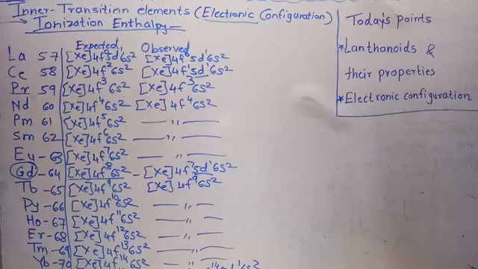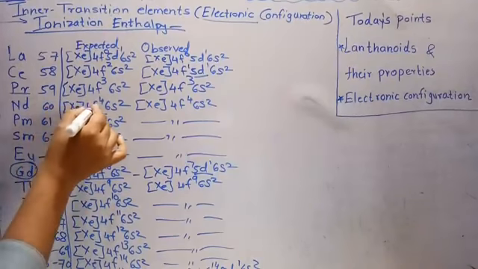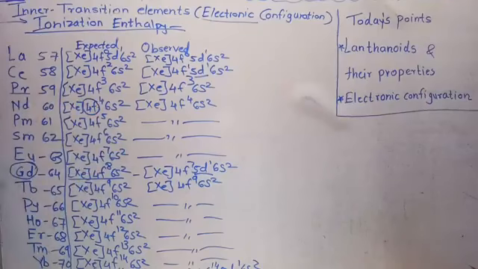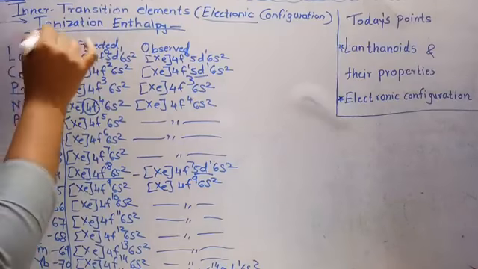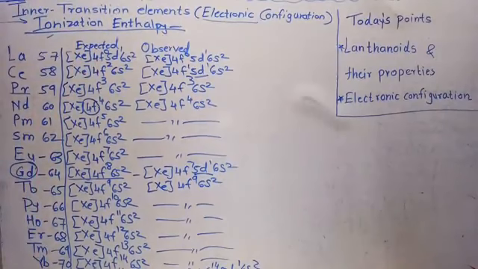Why does their ionization enthalpy increase? Because the coming electrons enter into the same shell, that is the 4f orbital. The coming electron experiences higher nuclear attraction because of the poor shielding effect of the 4f orbital. And due to the higher nuclear attraction for the valence electrons, lanthanoids show higher ionization enthalpy.